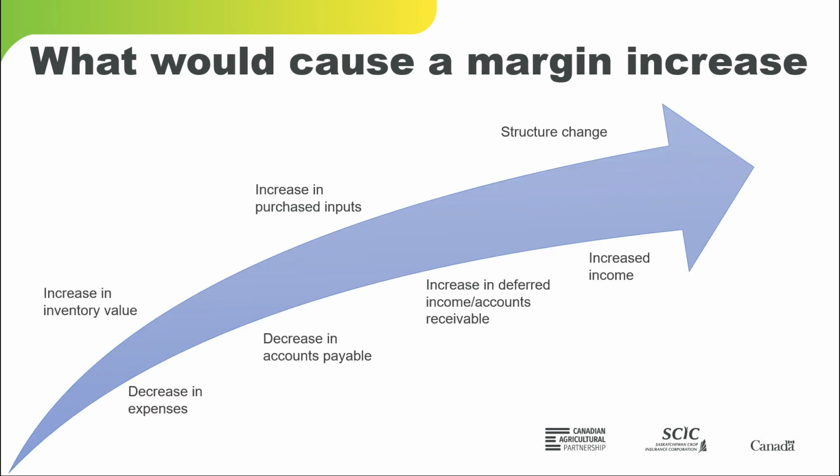And with causing your margin to increase, we've got, again, the structure change. So if you're farming more acres or you've got more livestock, if that inventory valuation from beginning of year to the end of the year increases, if you've got an increase in income or your expenses aren't as high as they typically have been, that can all improve your margin and have that margin increase.